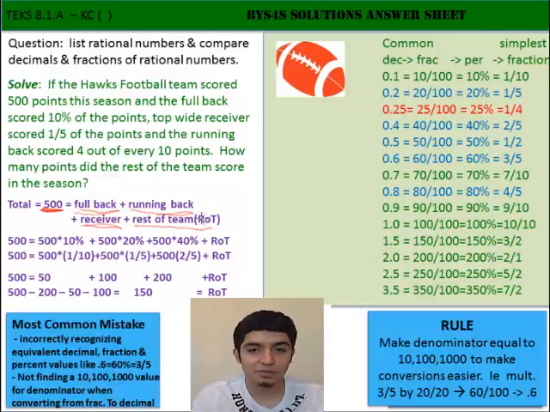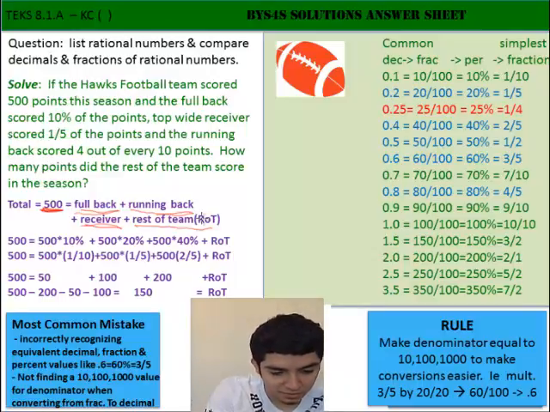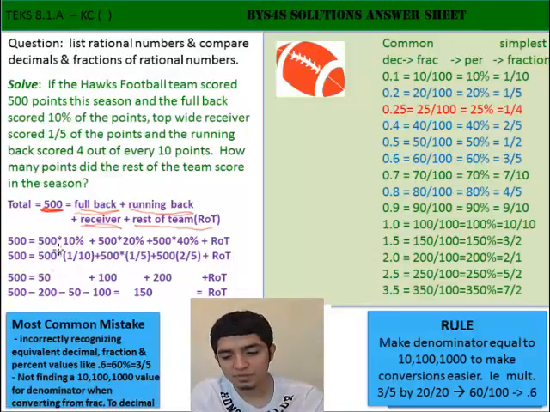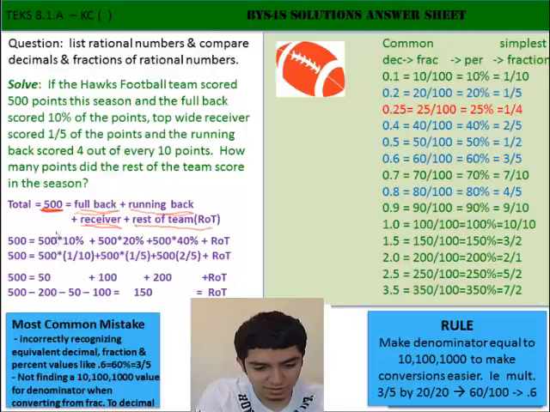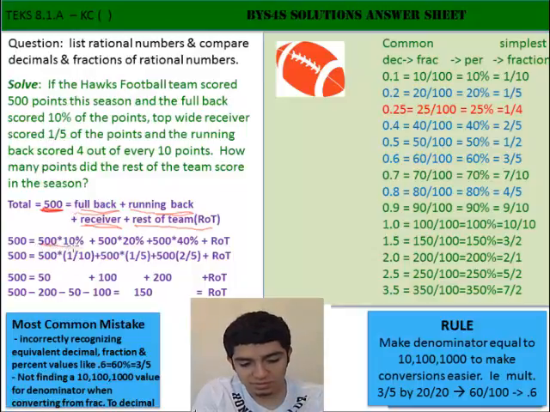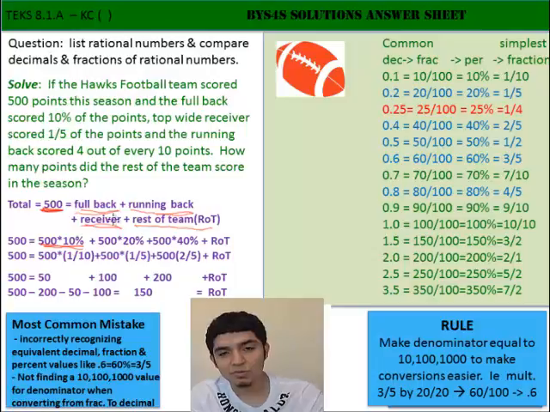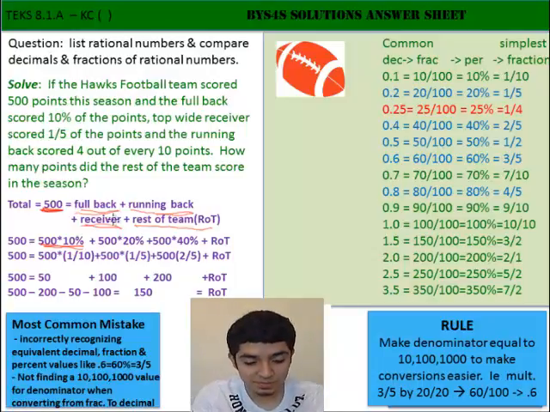So here we have two ways where you can solve it. The first is we converted all the percentages of each player into percentages, such as here it's already given us that the fullback scored 10%, so you just multiply it by the total number of points. Then it's plus 20%, which are the points the wide receiver scored, which 1/5 converted into a percentage is 20%.